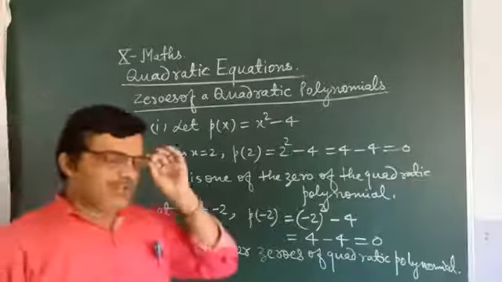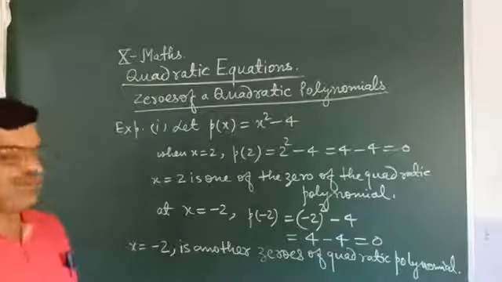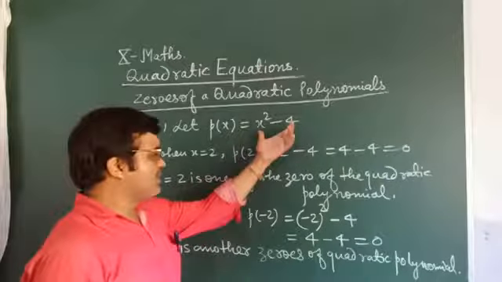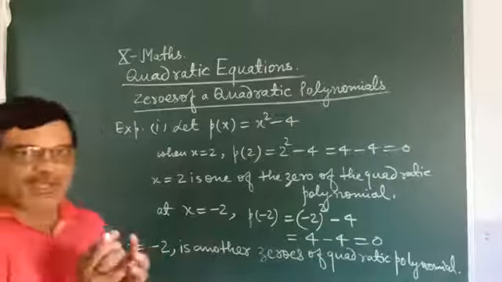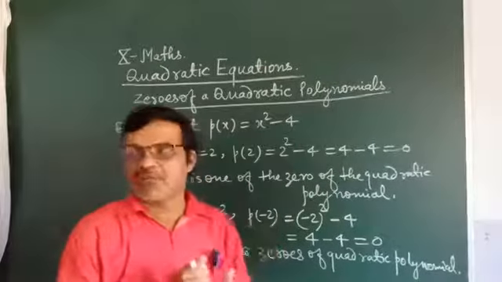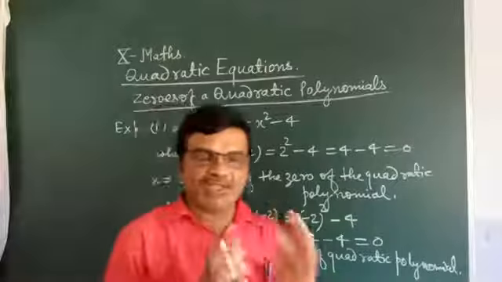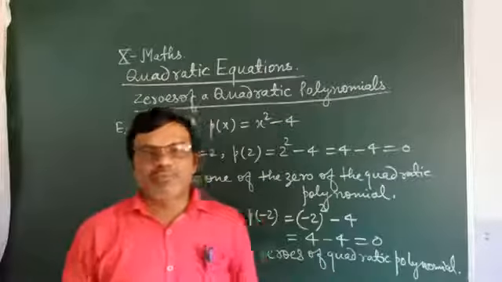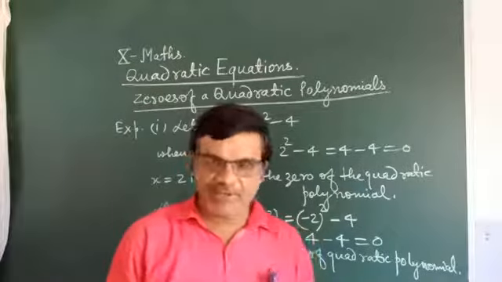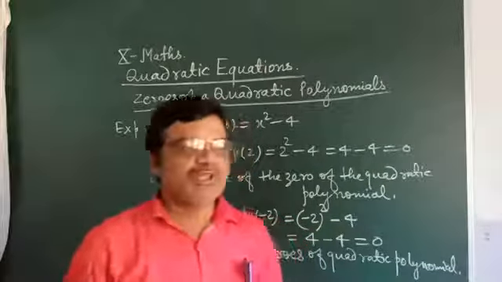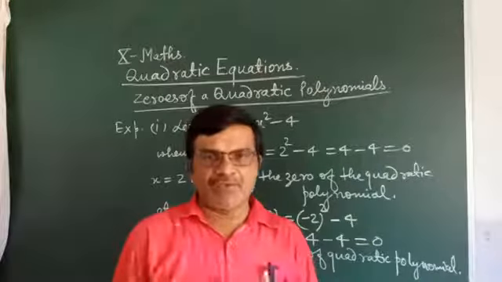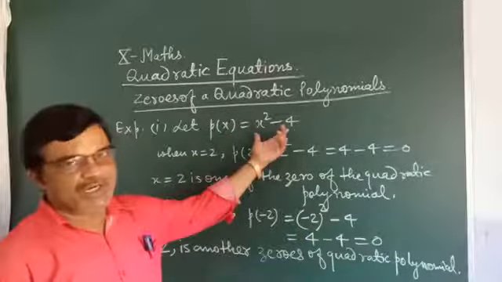So we find zeros of quadratic polynomials by a method: if we factorize x square minus 4, we have two factors, x minus 2 and x plus 2. Putting x minus 2 equal to 0, x equal to 2; x plus 2 equal to 0, x equal to minus 2. Therefore, 2 and minus 2 are zeros of this quadratic polynomial.